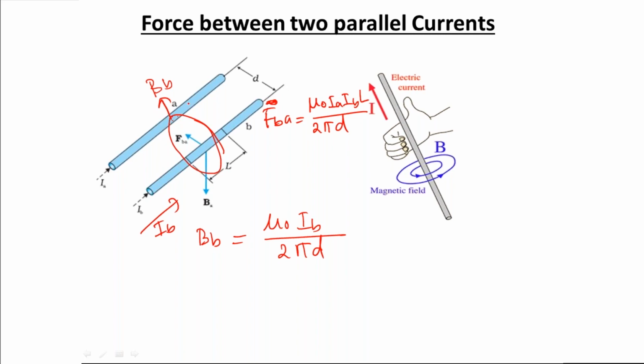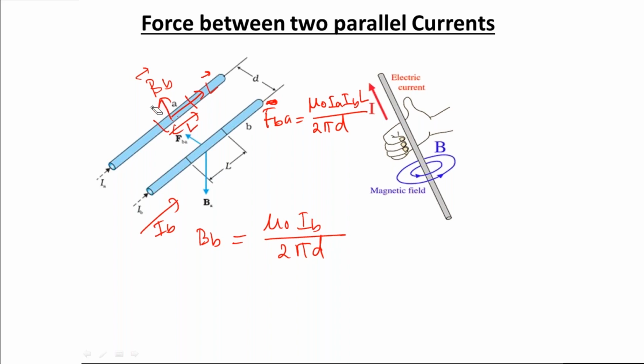Now, suppose I similarly consider a length element L of the conducting wire A. Okay, this is suppose L, on which I have to calculate the force, and the direction of the L is this way, and this is your B. So if you apply now the right hand thumb rule, in this case, L cross B.